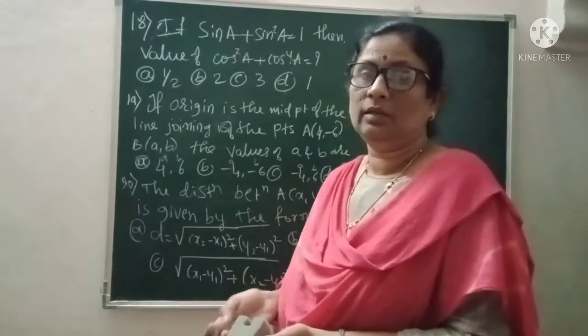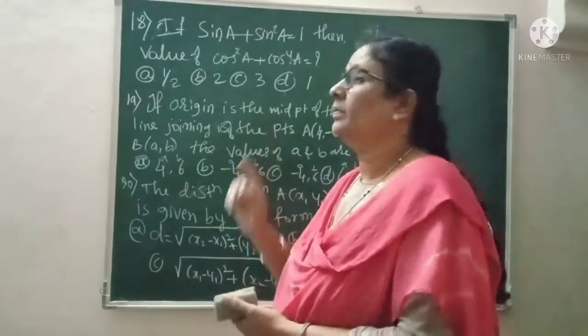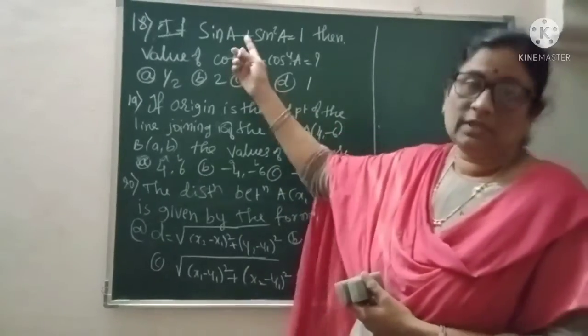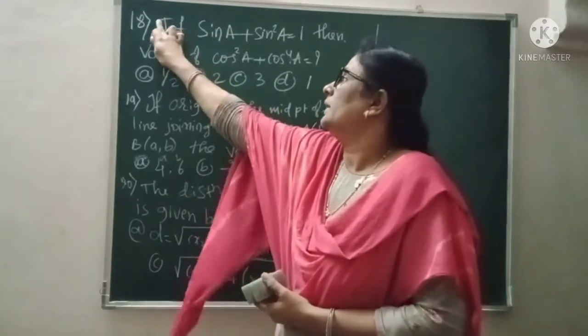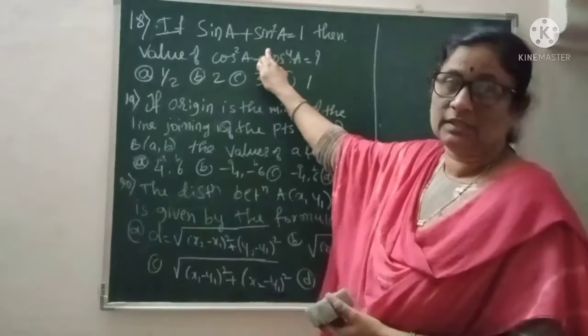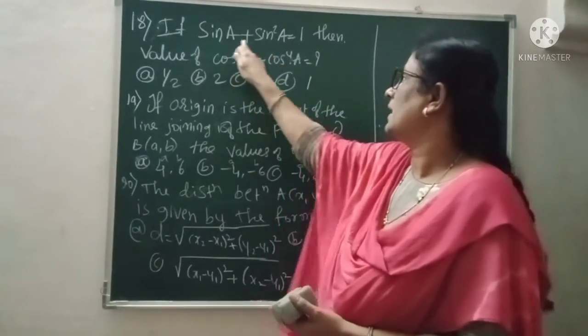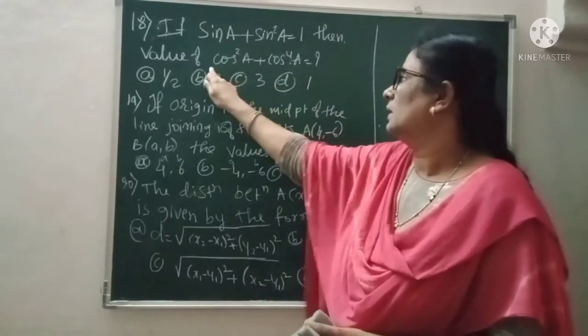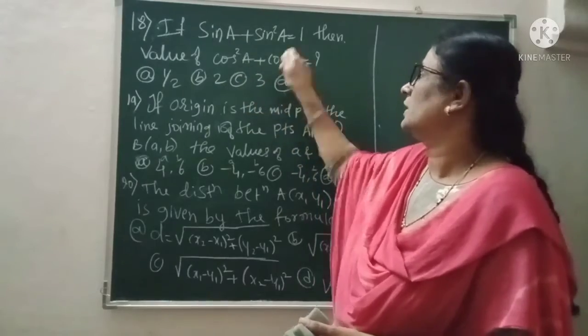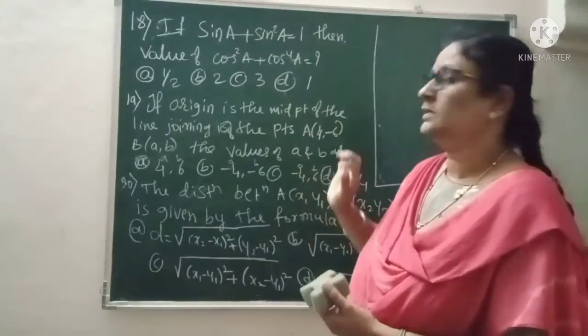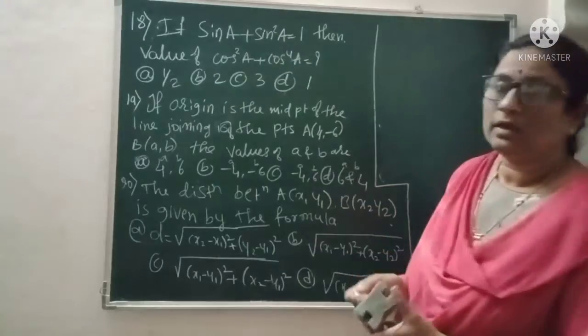Moving on to the 18th problem of the model paper, of MCQs published this year. The 18th question is a little interesting. If sin a plus sin square a is equal to 1, then the value of cos square a plus cos fourth a is how much? Very interesting problem. How to solve this one and how to get the logic?